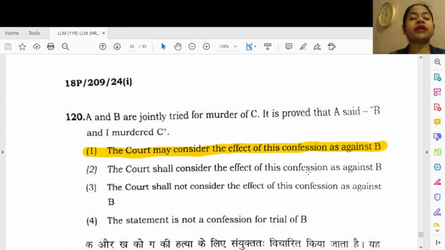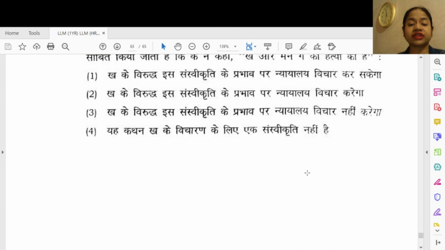Question number 120, A and B are jointly tried for the murder of C. It is proved that A said B and I murdered C. So in this case the court may consider the effect of this confession as against B.